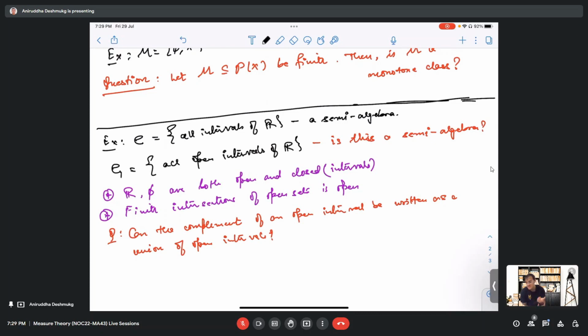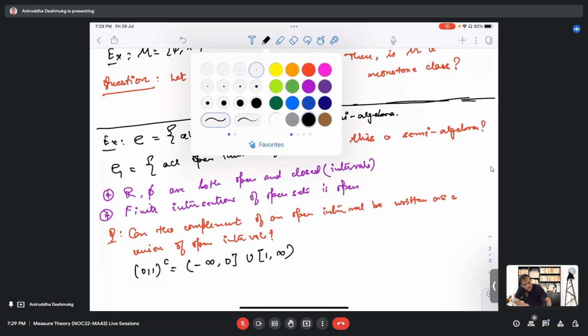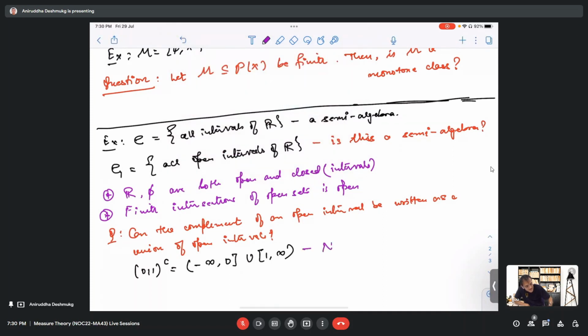So the statement is not true. Yeah, just provide me the counterexample then. So we can take the open interval (0,1). Yes. Look at the complement. The complement is minus infinity to 0 closed, union 1 closed to infinity. Correct. So this is not a union of open intervals.